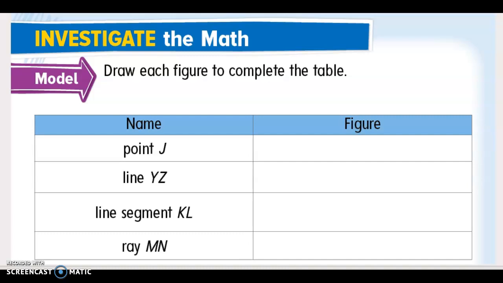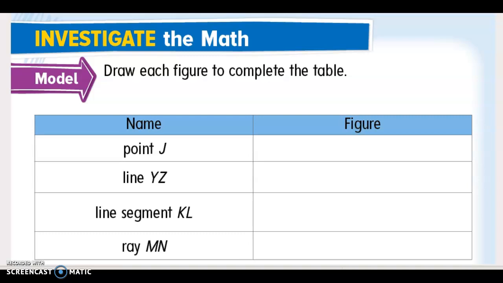The first thing we're going to start with today are 4 new vocabulary words. So we have here the word point, line, line segment, and ray. Over here, I'm going to draw what each of these figures looks like. So this says point J.